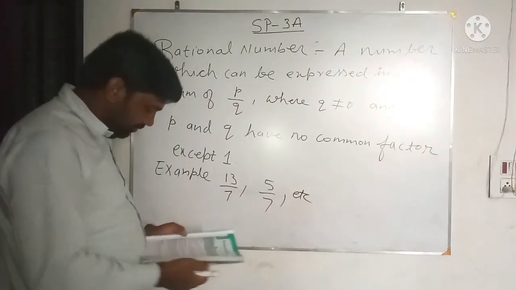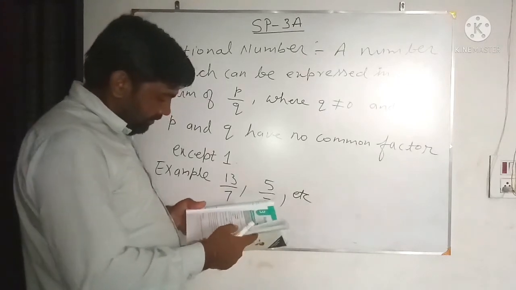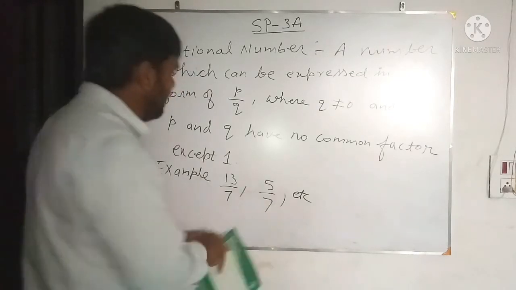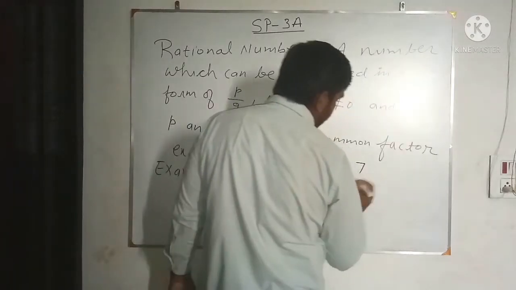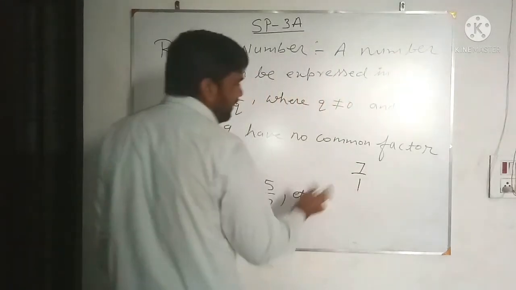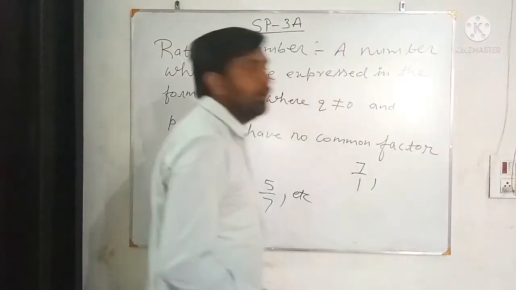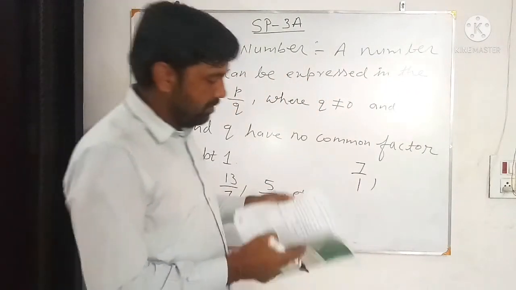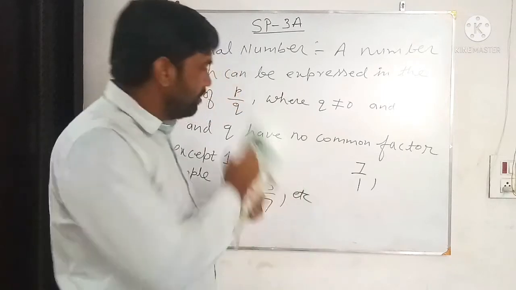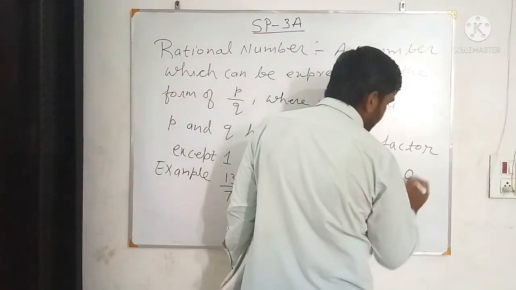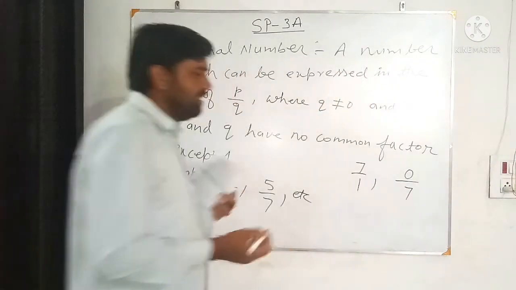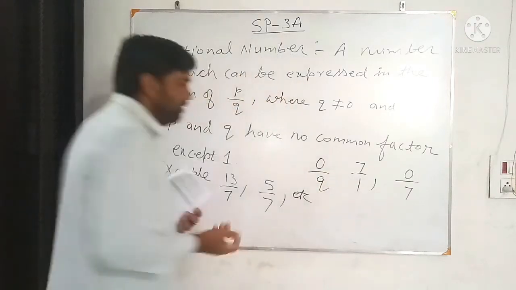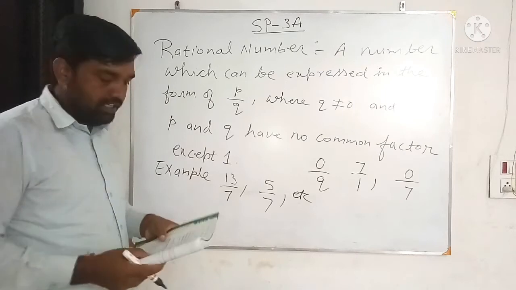Okay, so now we move on. Every natural number is a rational number. Every whole number is also a rational number. Like 7 is also a rational number: 7 by 1, no common factor except 1. Zero is also a rational number, because you can write 0 as 0 by any number. 0 by 7 gives you 0, or 0 by q gives you 0 only. So 0 is also a rational number.